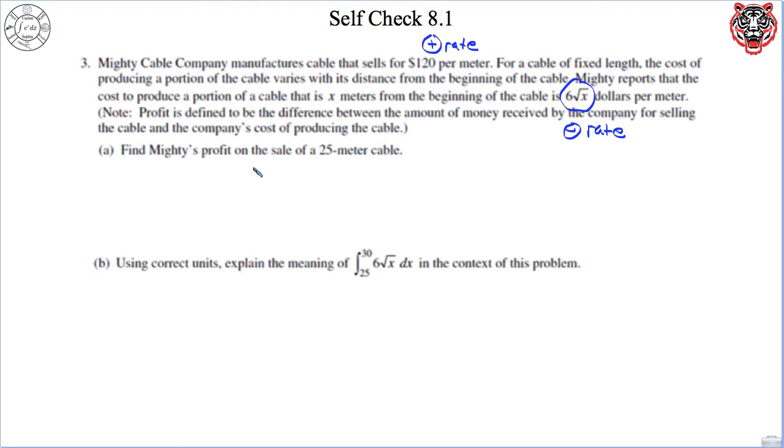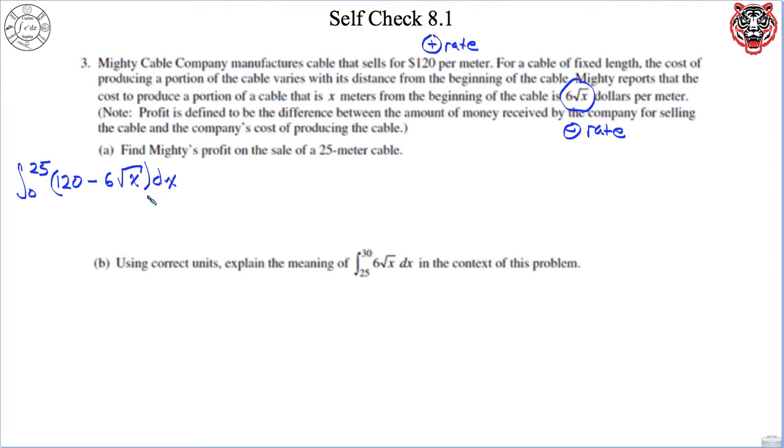There's a lot that I need to write in here, so I'm going to start all the way over here. So I need to do the integral between 0 and 25 of my positive rate minus my negative rate. So it's going to be 120 minus 6 square root of x, all of that dx.